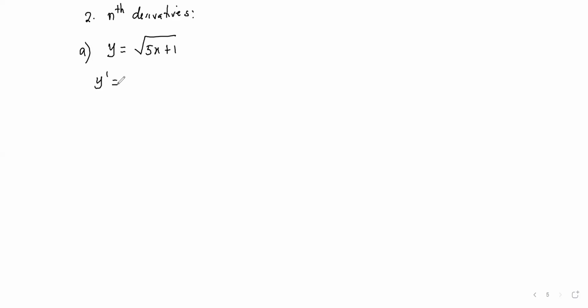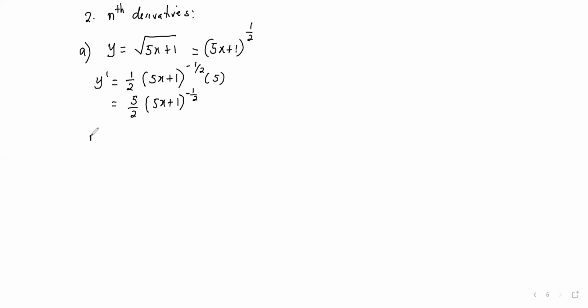y prime, this can be written as (5x plus 1) to the power half. The first derivative will be half down, (5x plus 1) to the power minus half multiplied by 5, which you can write as 5 over 2 (5x plus 1) to the power minus half. That's the first derivative. The second derivative is 5 over 2 multiplied by minus 1 over 2, (5x plus 1), subtract the 1, becomes minus 3 over 2. And then we multiply by 5, the derivative of this.